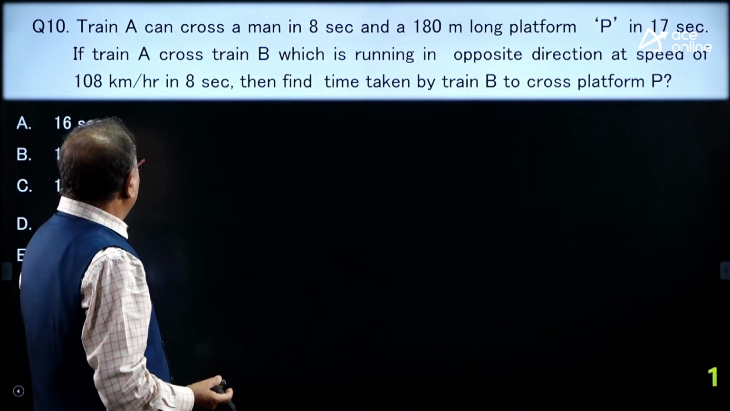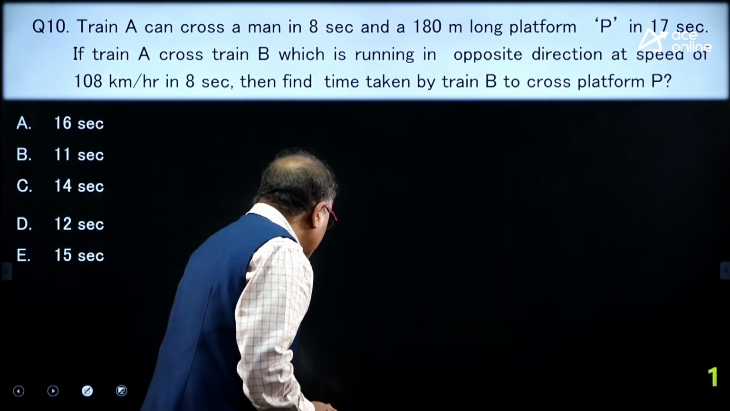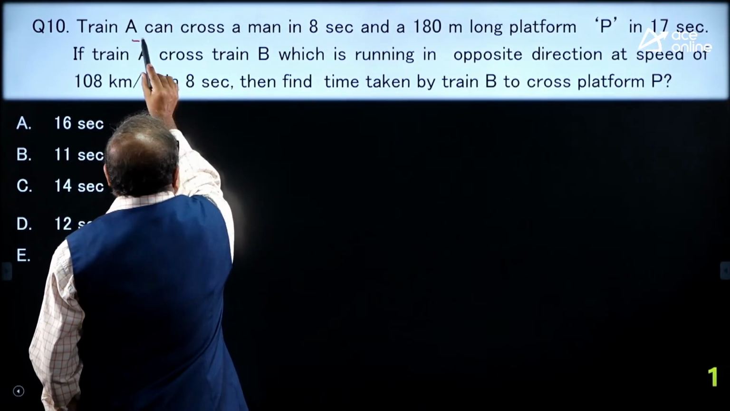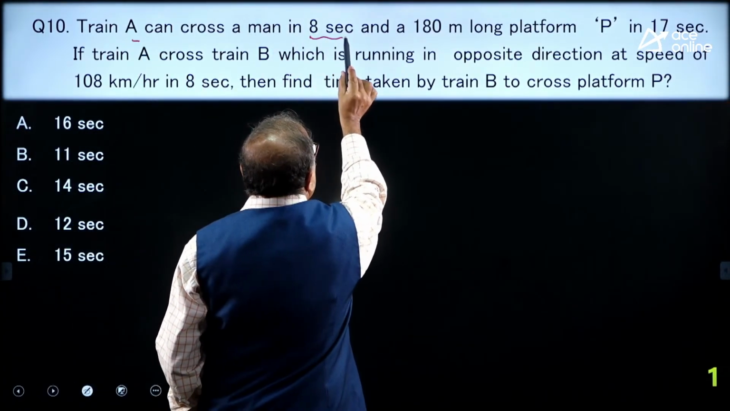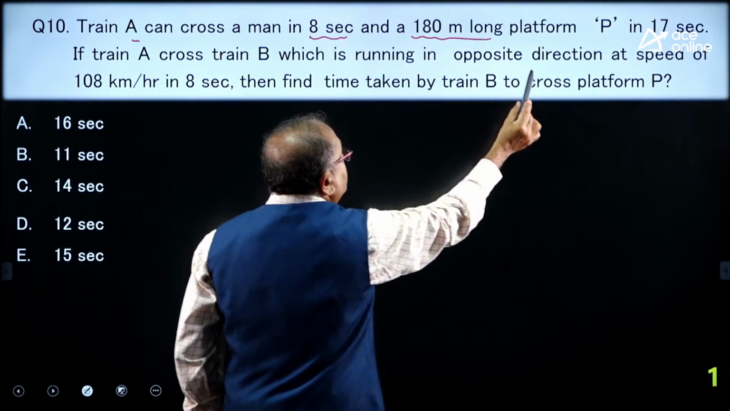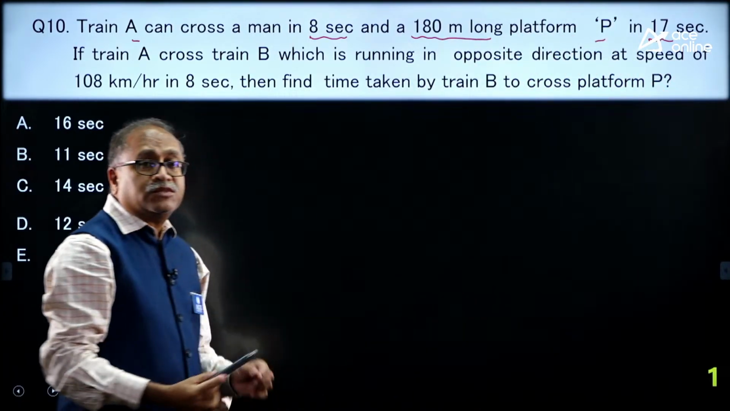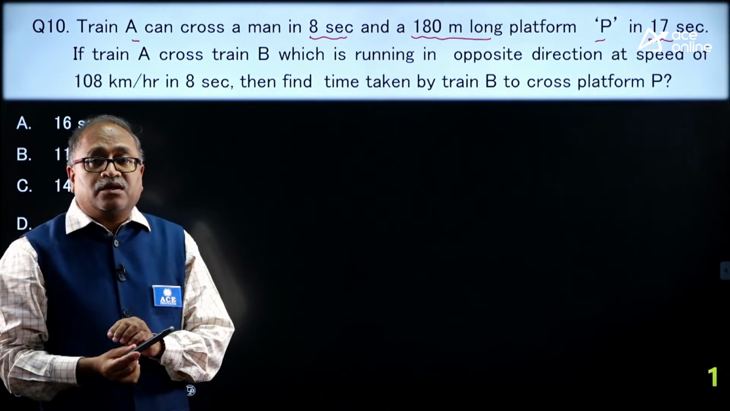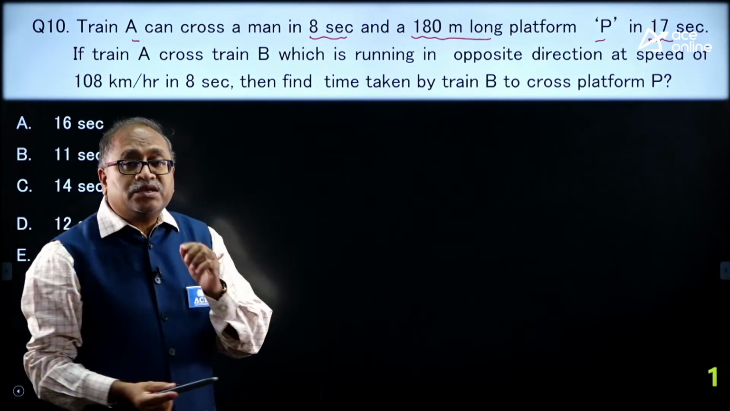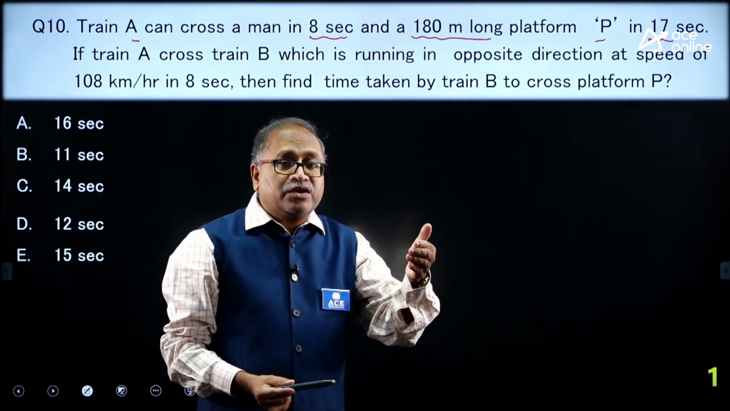There is the next question here, and what about this question? Question number 10. Let me read it. The train A crossed a man in 8 seconds and a 180 meter long platform P in 17 seconds. Crossing a man in 8 seconds, while crossing a man, it crosses its own length. When crossing the platform, it has to cross its own length and also cross the platform length.